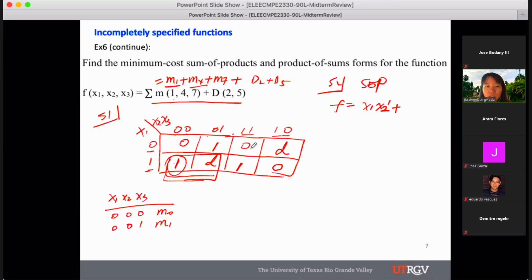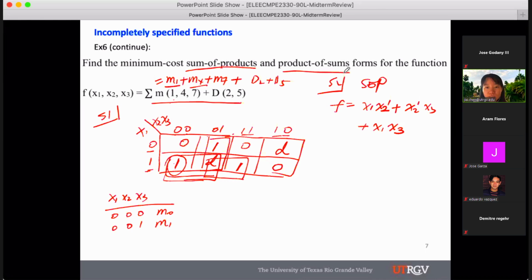Now I have to deal with this one, right? Similarly, I can circle it with this D only. That gives you X2 not X3. And then this one, I can also circle it with this D, and only with it. This gives you my expression as X1 times X3. That's your simplest SOP, okay? Now we finished the SOP part.